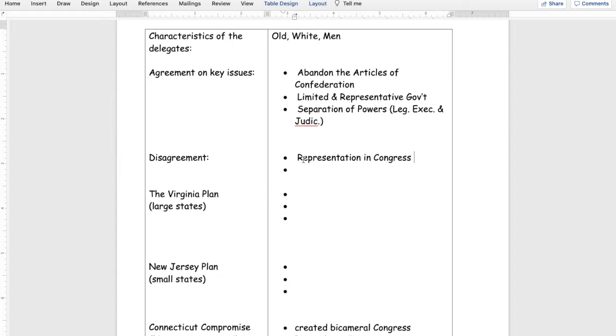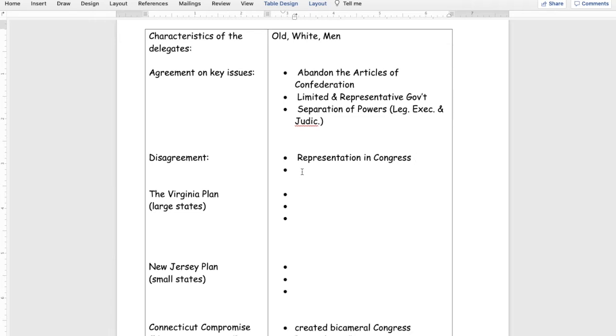Some states didn't have a lot of people, so they wanted representation to be equal. A small state, or a state with a small amount of people like New Jersey, wanted to make sure that they had equal votes and not votes on population, because if they had votes on population, the people of New Jersey would never be heard because they didn't have as many people as other states.